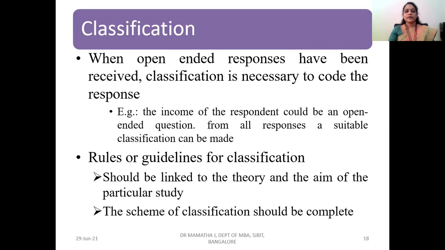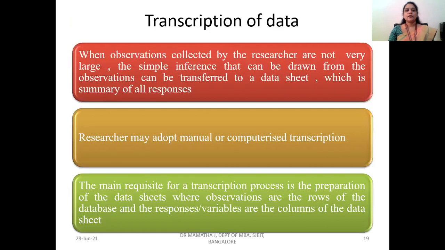If you're collecting the income level of the respondent, you may leave it open for them to answer. Once you collect everybody's data, then group them into different categories. Rules and guidelines should be linked to the theory and the aim of the particular study, and the scheme of classification should be complete. Once it is done, then comes transcription of data to the computers.